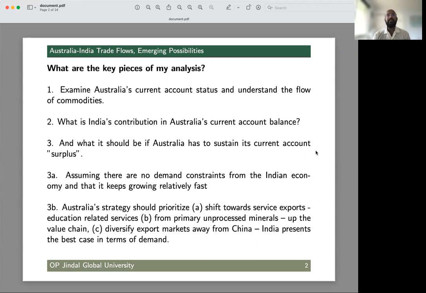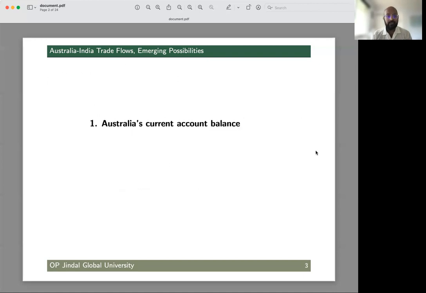I'm going to assume a couple of things here because I'm not doing the complete analysis. I'm assuming that some things are going to be fine. So I'm just going to do a partial analysis of this. I'm going to assume that India does not have any demand constraints, which means that Australia can keep on exporting to India and India is competent enough to absorb those exports. I'm also going to assume that if those exports stay, the growth rate of India is going to be relatively fast for it to absorb the rate of growth of exports. I'm going to end with some policy prescriptions, which I'll come back to later on, but that's the direction in which I'm going, essentially. So let me just unpack the Australian current account balance here.